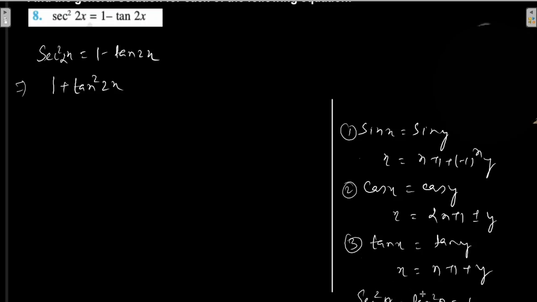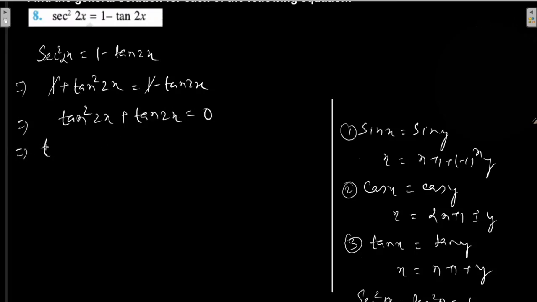Because sec square theta is equals to 1 plus tan square theta, because sec square theta minus tan square theta is 1, right? And this will become 1 minus tan 2x. I can cancel out 1 and bring tan 2x on the other side. So this will become tan square 2x plus tan of 2x equals to 0. And if I take tan 2x common from here, then again it will reduce to tan 2x into tan 2x plus 1, and this will reduce to a product of two functions, right?